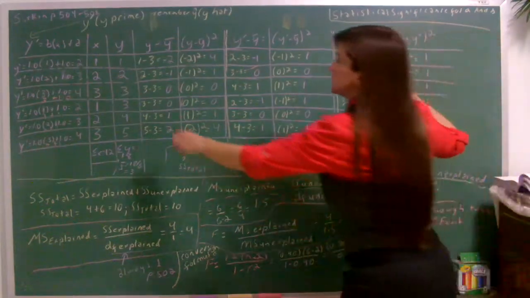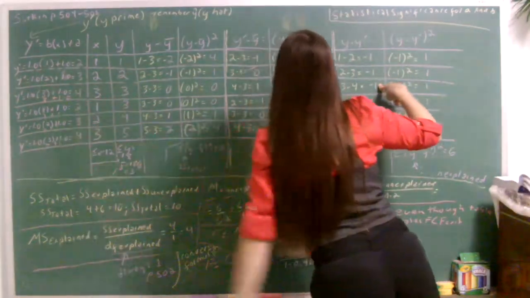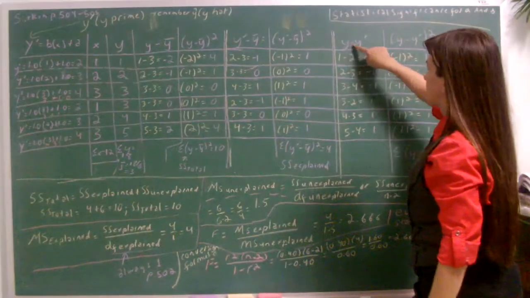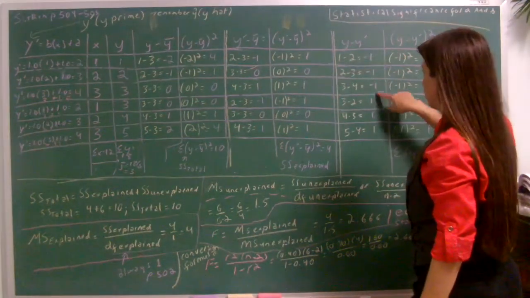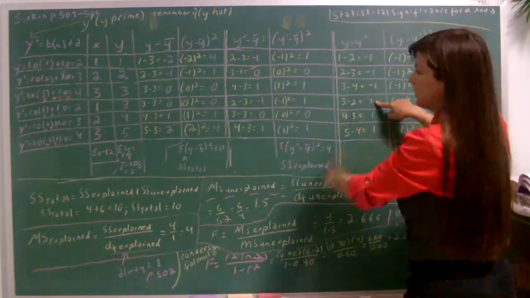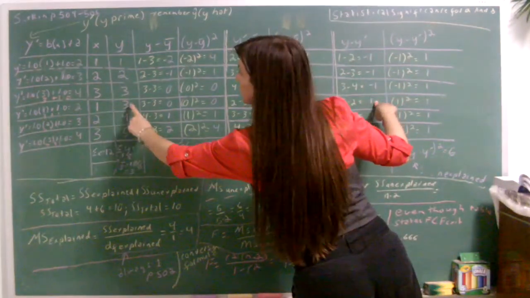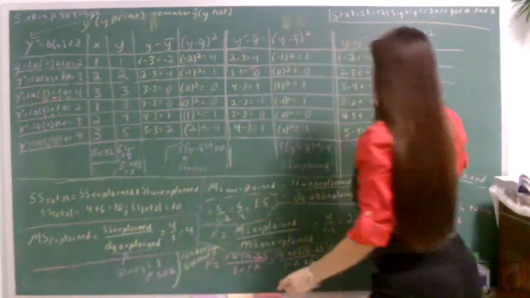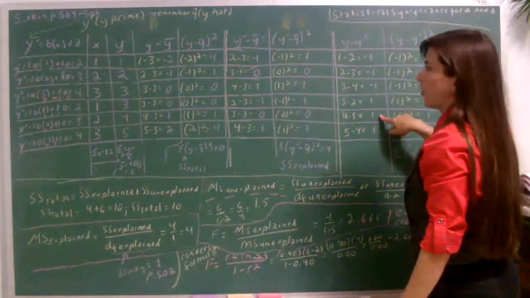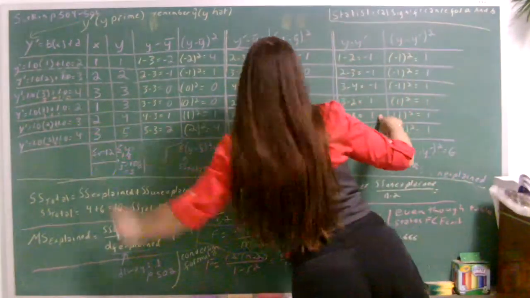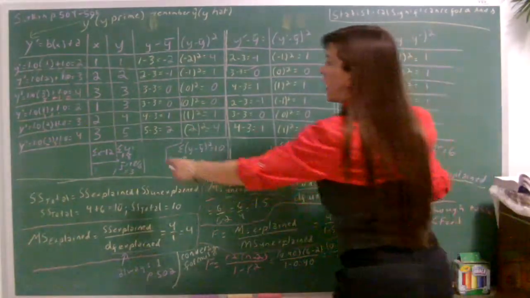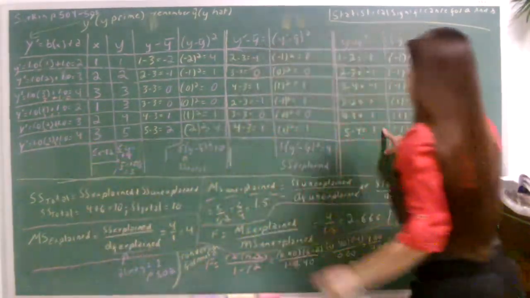And the next one is 3 minus 4, because notice the y's first and the y prime second, negative 1, and 3 minus 2, 3 minus 2 equals 1, and 4 minus 3 equals 1, and 5 minus 4 equals 1.